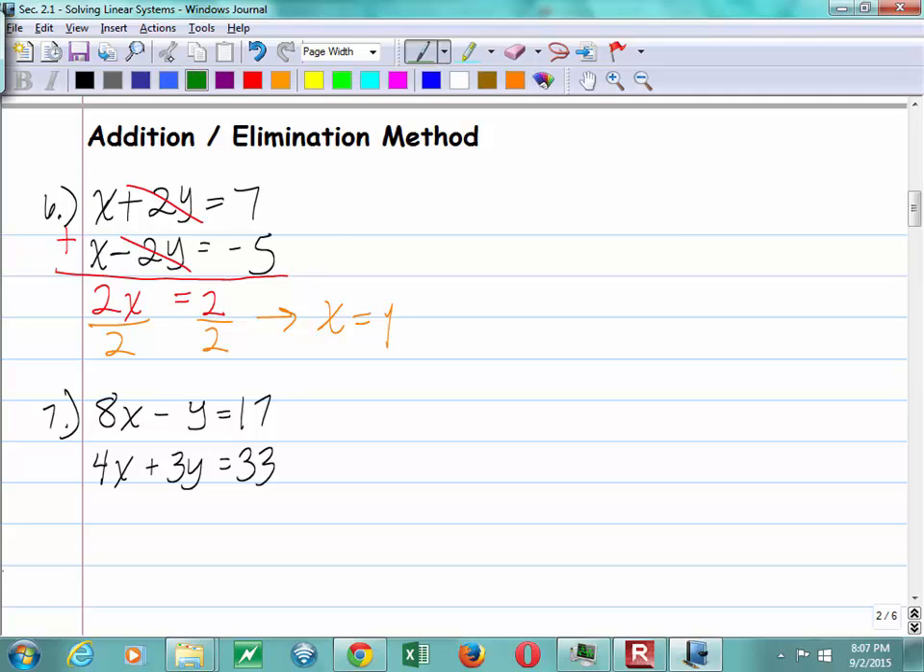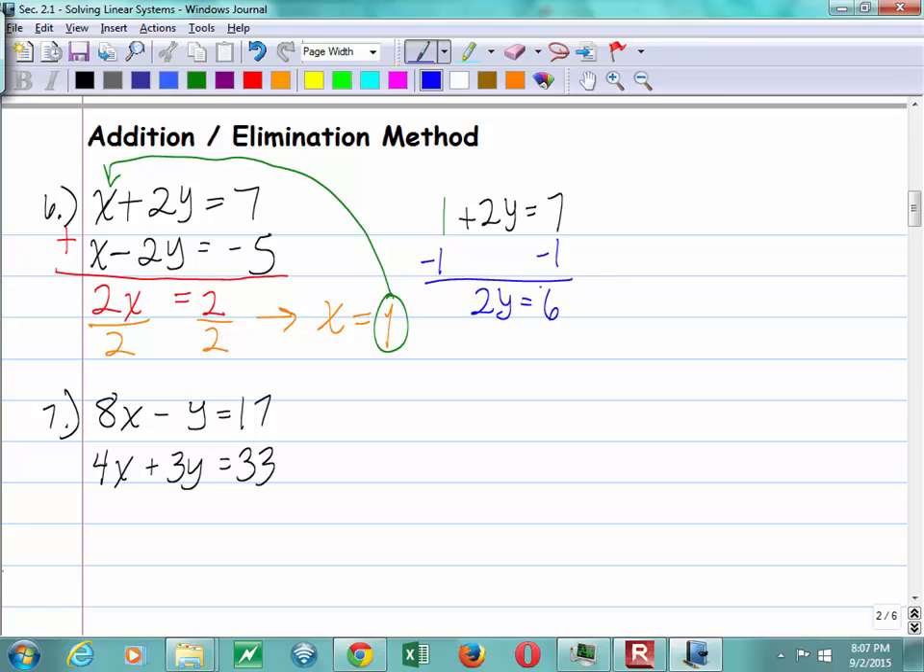And then now that I know that x is equal to 1, I can go ahead and take that 1 and plug it in, and I can use either one of these original equations. I'm going to use the first one. So that's going to be 1 plus 2y equals 7. Then I'm going to solve for y, so I'm going to subtract 1 from both sides. So that's going to be 2y equals 6. And then just divide both sides by 2. So that gives me y is equal to 3. So now I can write my solution as an ordered pair, which is going to be 1 comma 3.